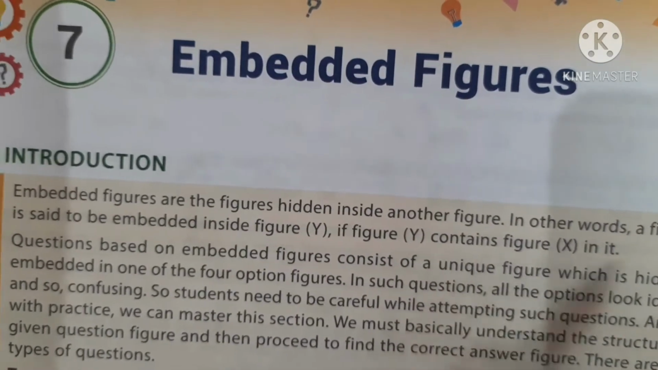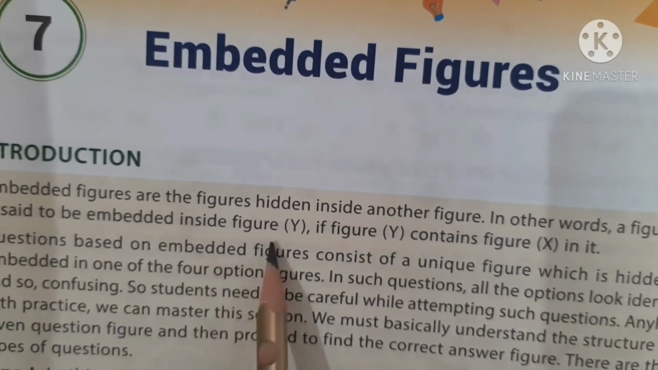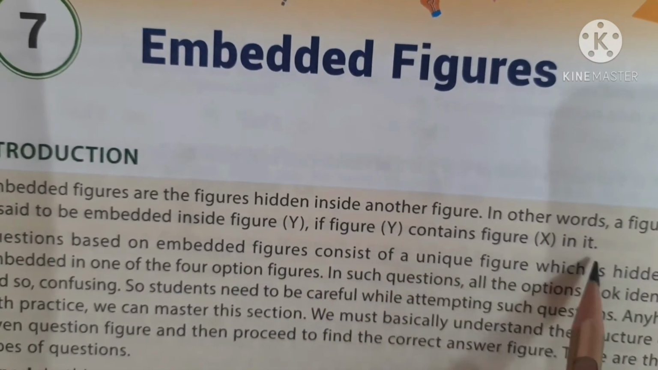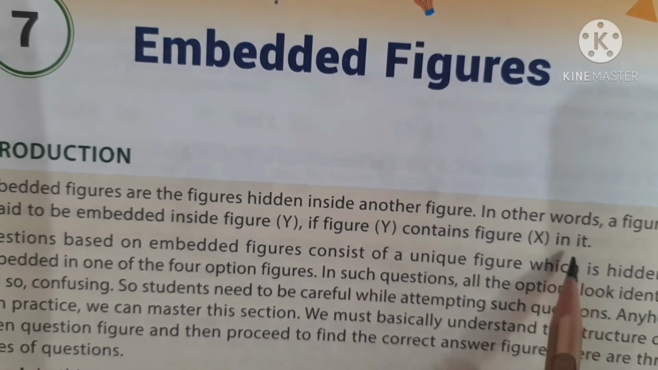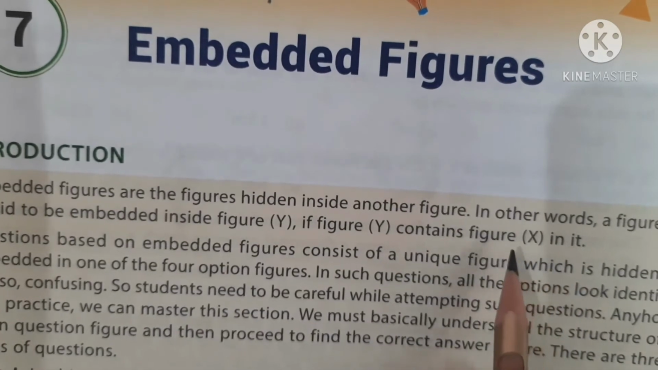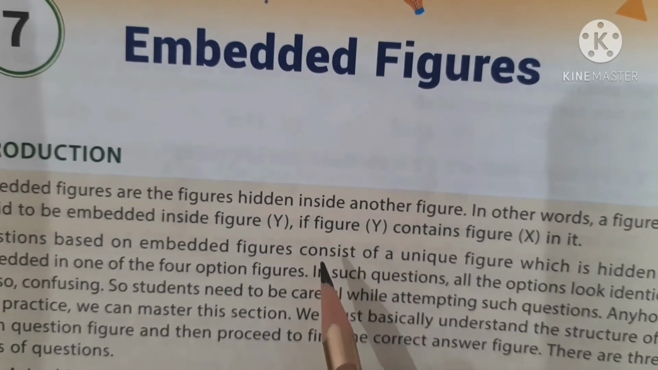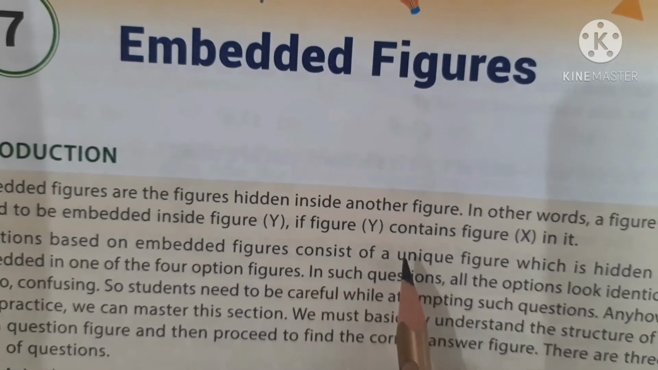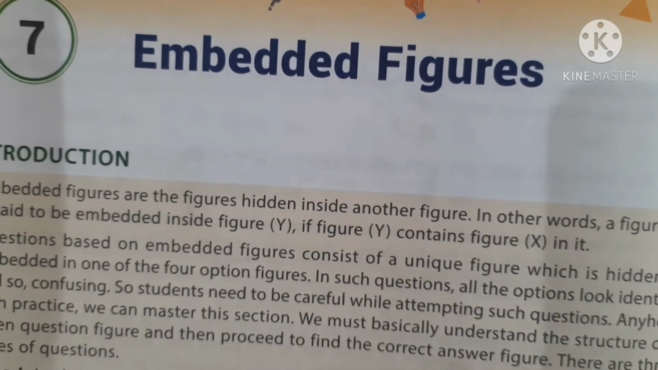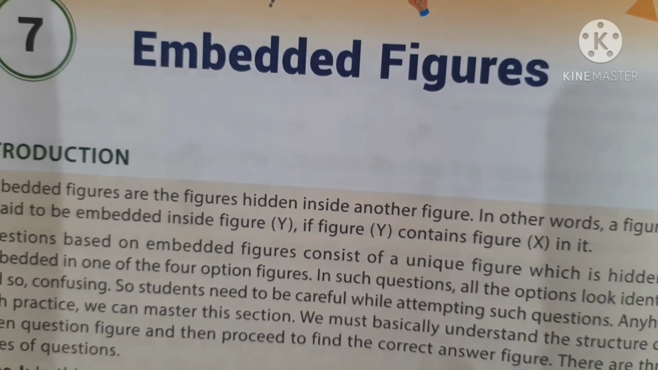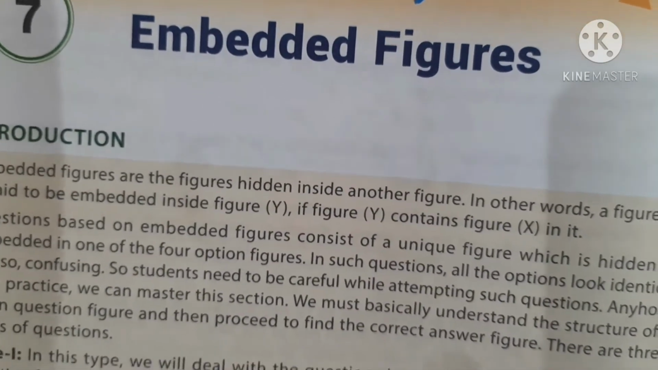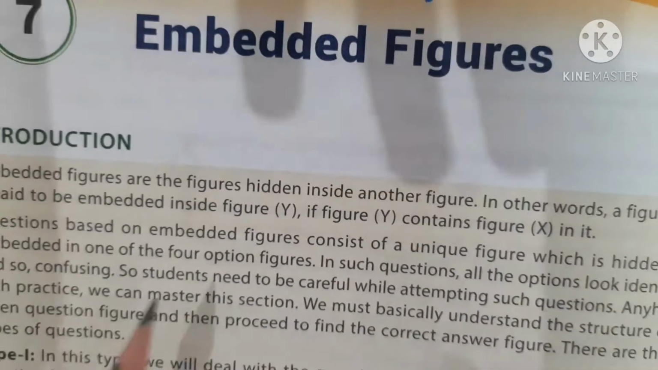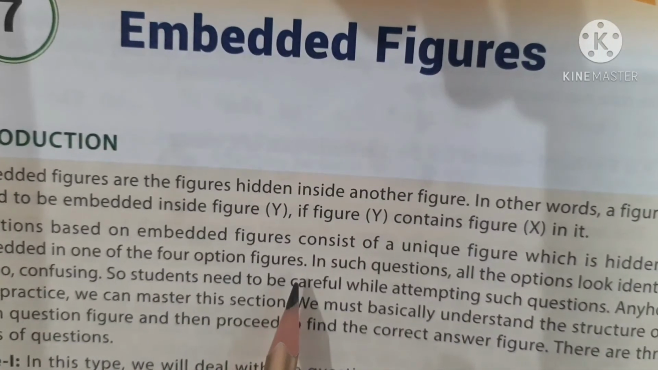In other words, a figure X is said to be embedded inside figure Y if figure Y contains figure X in it. Got it? I have just explained. Now, if a figure is given to you and you have to tell that out of the 4 options, that figure is there in which of the options. Now, questions based on embedded figures consist of a unique figure which is hidden or embedded in one of the 4 option figures that I have just told now.